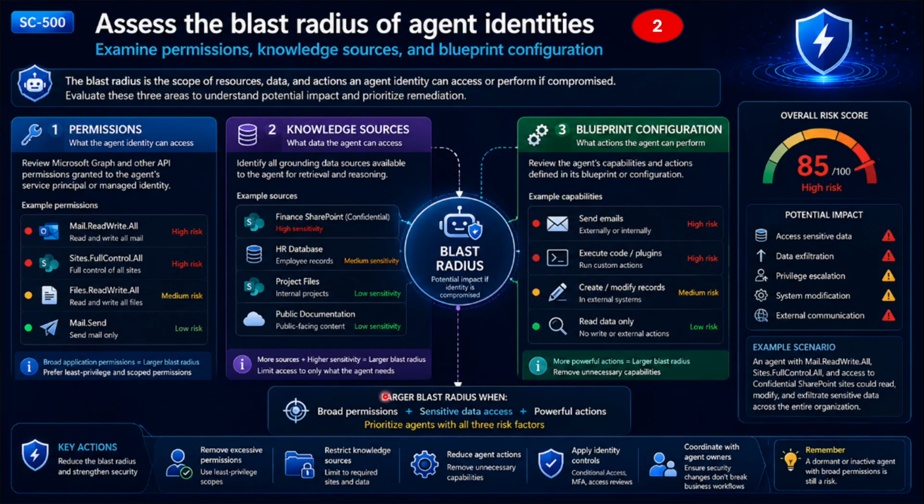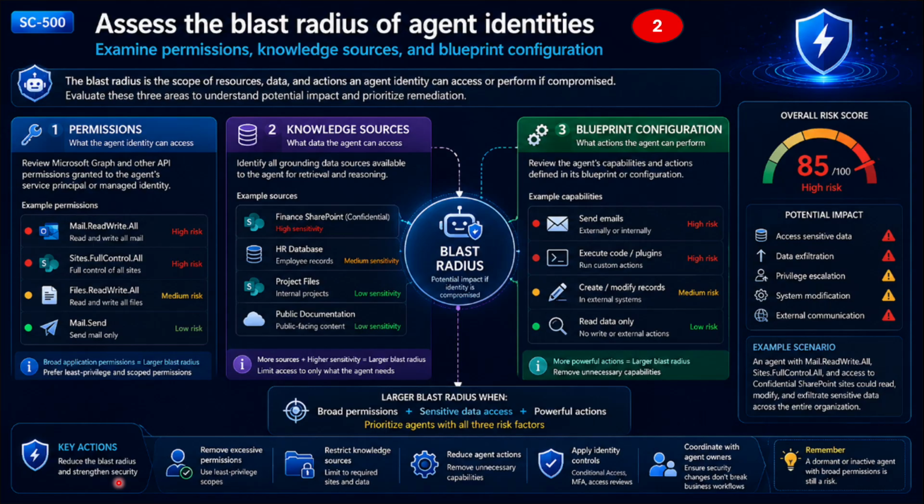So there is a larger blast radius when there are broad permissions plus sensitive data access plus powerful actions. So we need to prioritize agents with all three risk factors. The key point is that we need to reduce the blast radius and strengthen security. Remove excessive permissions and use least privilege scope whenever possible, restrict knowledge sources and limit the required sites and data, reduce agent actions, remove unnecessary capabilities, apply identity controls, conditional access, MFA, and all that kind of stuff.